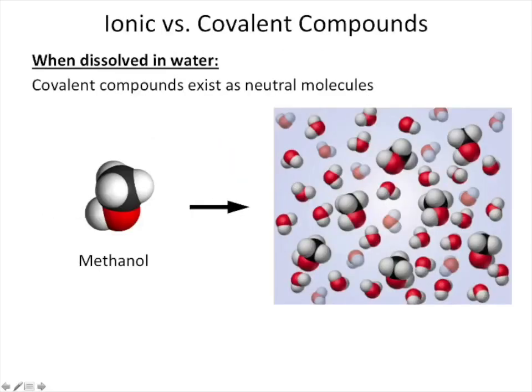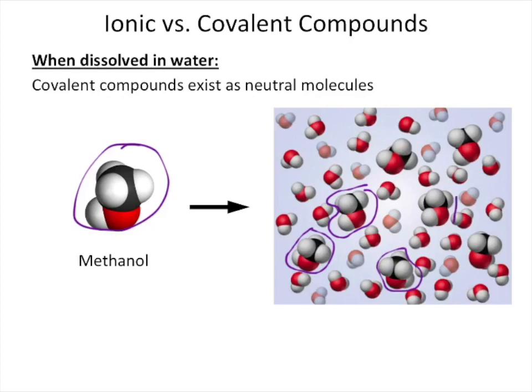So, what happens when you dissolve these things in water? Covalent compounds exist in water as neutral molecules. In the diagram here is methanol, and if you look over on the other side, when dissolved in solution, the methanol molecules are still in the same arrangement as they were before. They're effectively unchanged, they're just now in the water.